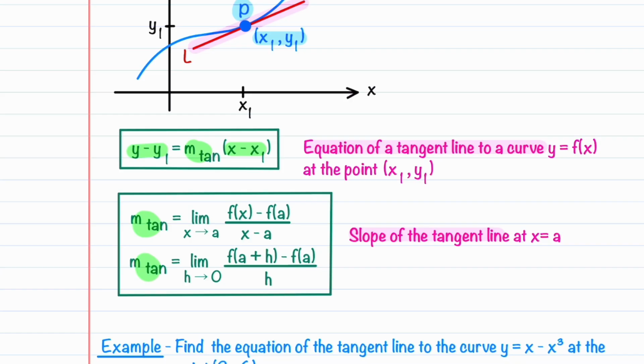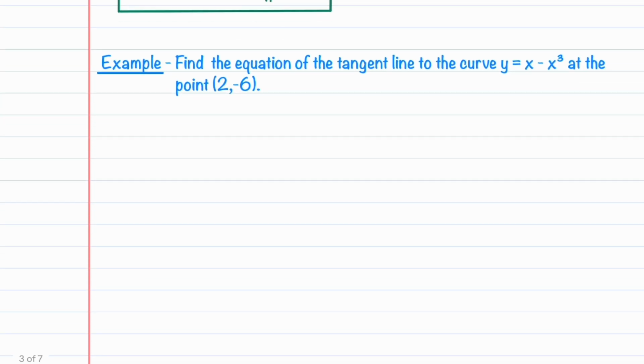In the example that we're going to do, we're going to use both of these formulas so that you can see how they both work. It really depends on what your function is as to whether one is easier than the other. In this example, we are going to find the equation of the tangent line to the curve y is equal to x minus x cubed at the point (2, -6).